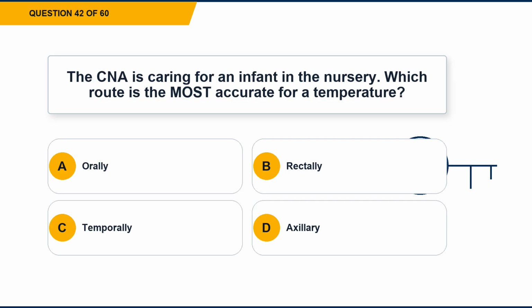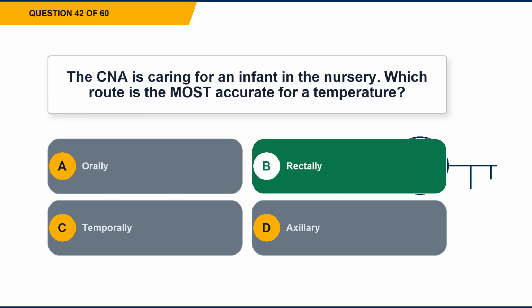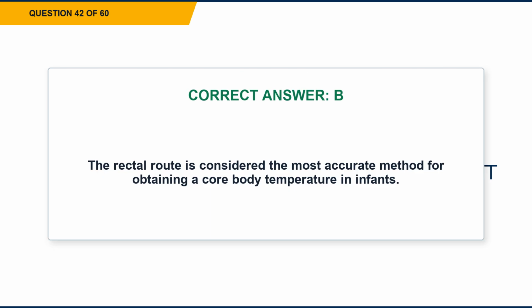Question 42. The CNA is caring for an infant in the nursery. Which route is the most accurate for a temperature? Option A, orally. Option B, rectally. Option C, temporally. Option D, axillary. The correct answer is option B, rectally. Explanation: the rectal route is considered the most accurate method for obtaining a core body temperature in infants.